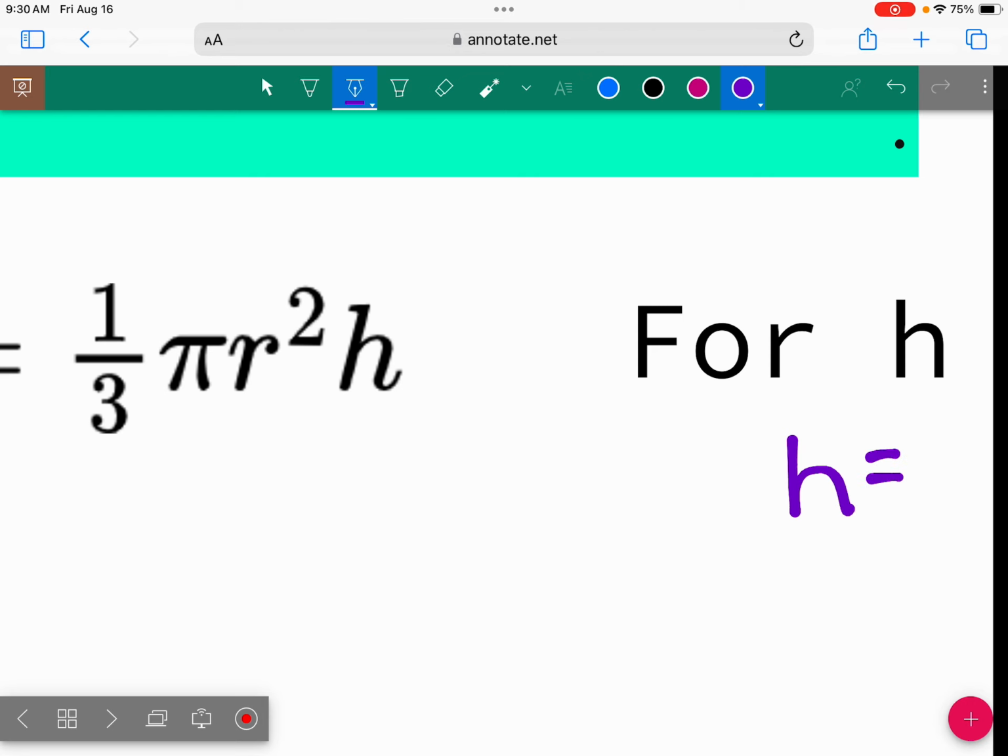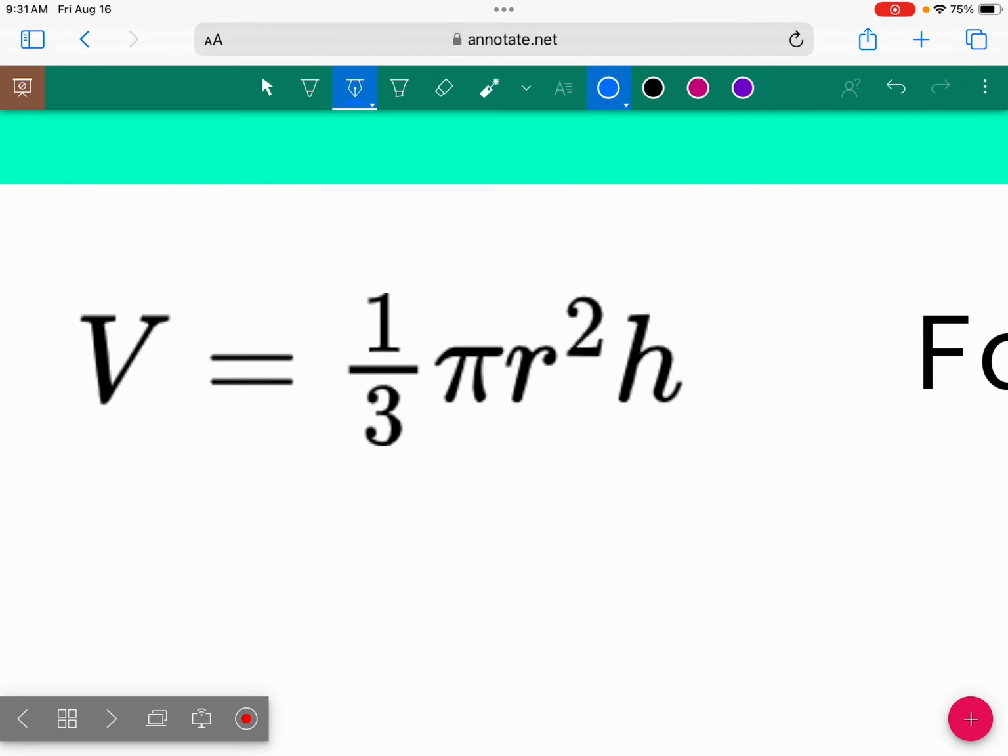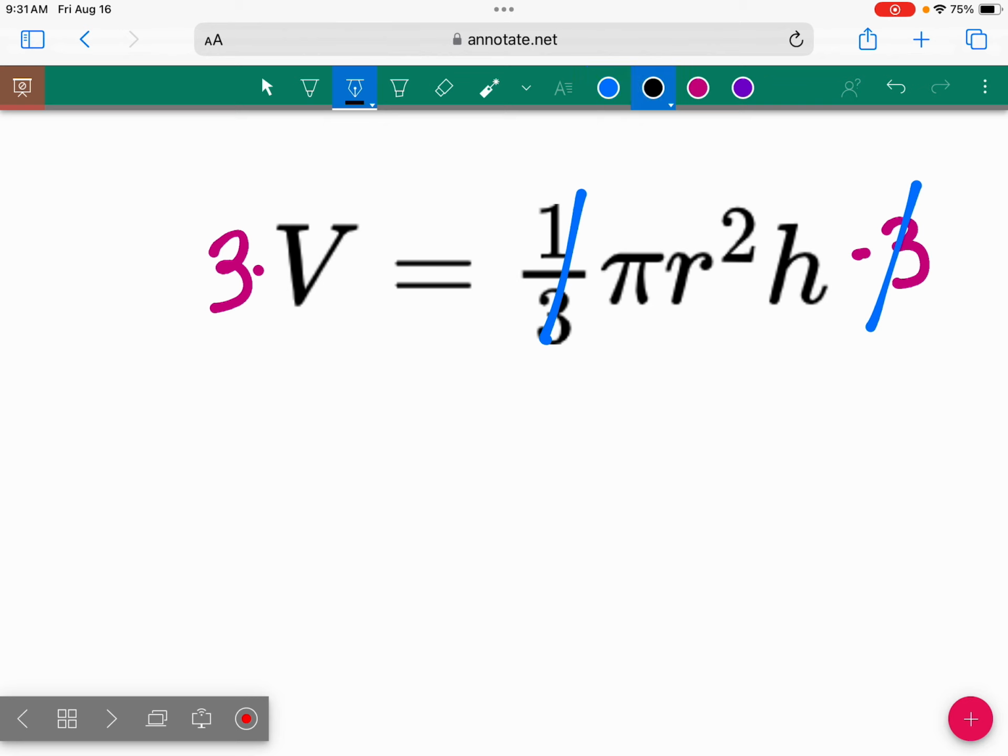So what are we going to do to solve this for H? You can divide by 1/3 on both sides. I heard that. That's fine. Dividing by fractions is icky. What could we do instead? Multiply by 3. You're not wrong. It is the same thing as dividing by 1/3. It's just harder in your brain. If it works for your brain, absolutely fine. Multiply both sides by 3. That's going to make my 1/3 cancel out on the right-hand side. And we're going to have our 3V equals pi r squared h.